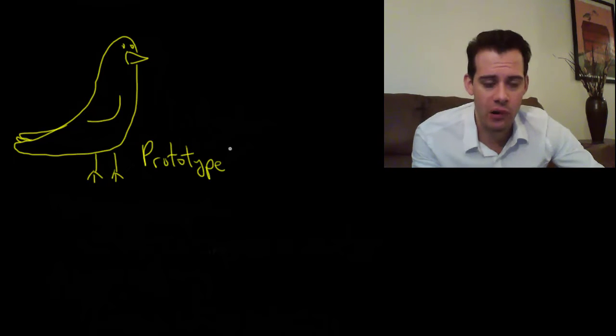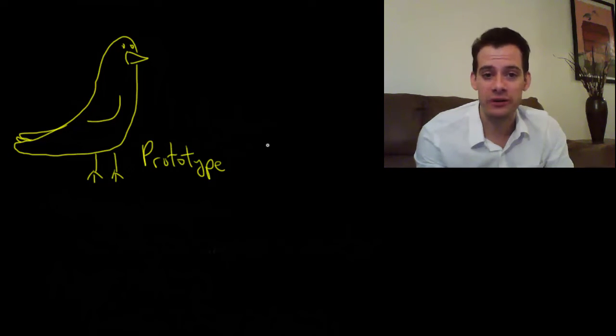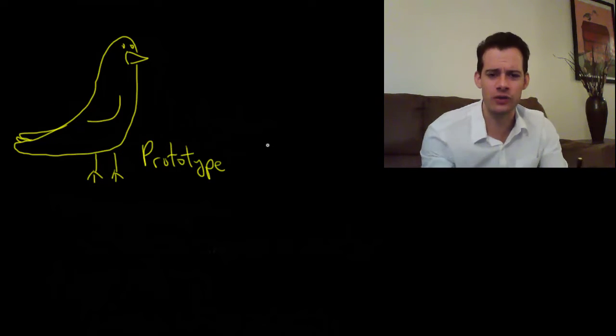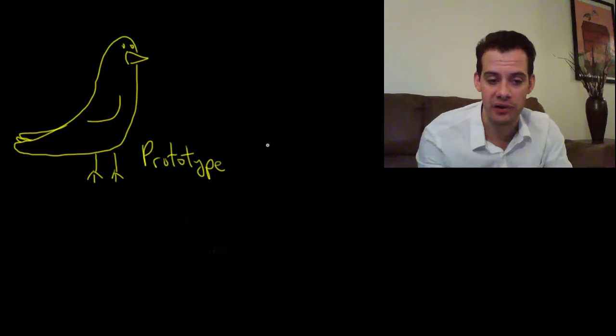And so what I've tried to show is I've tried to draw a prototype of a bird. So a prototype refers to something that's sort of the best example of a bird, right? It's the most bird-like bird that I could draw, right? And so the idea here is that it has sort of all of the characteristic features that we associate with this category of bird.